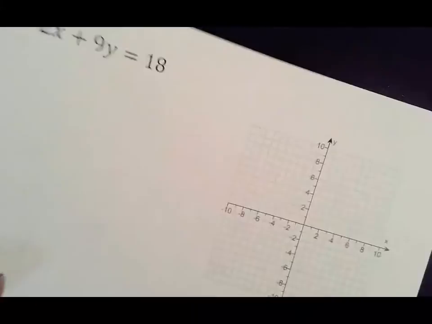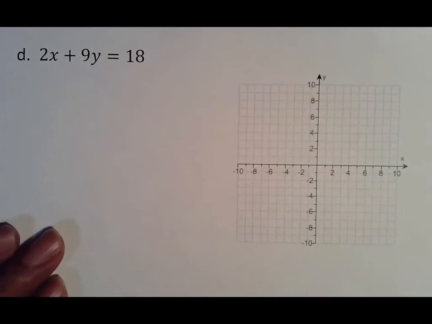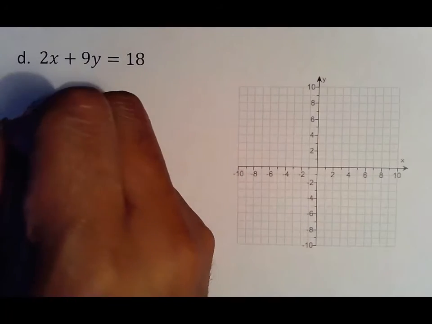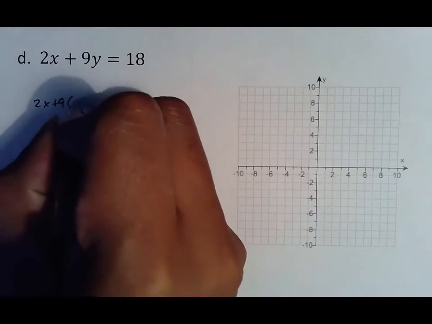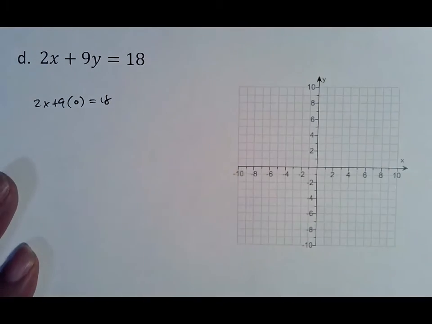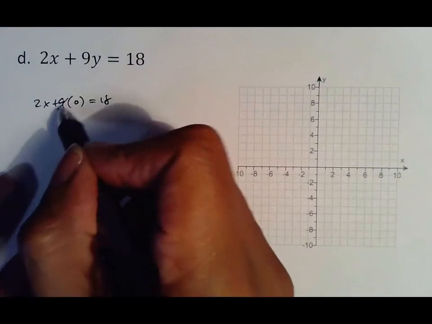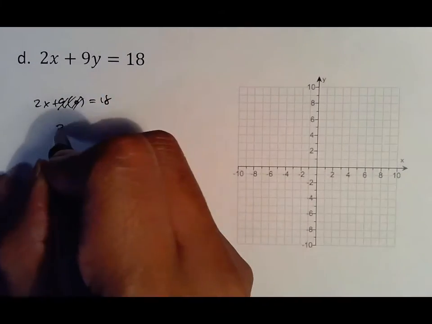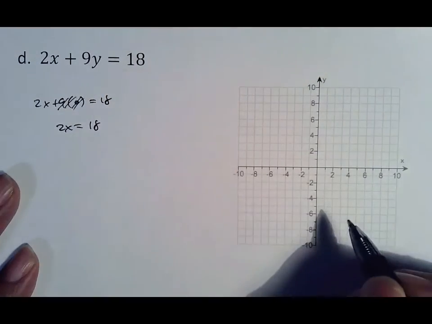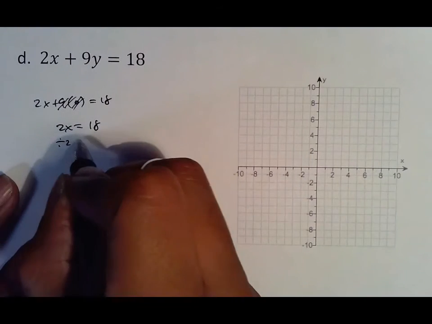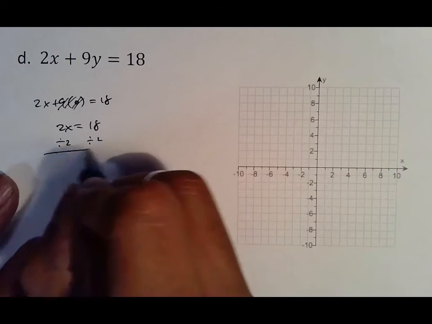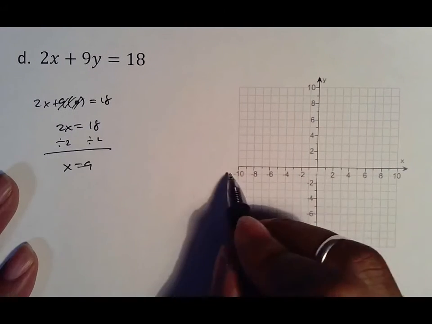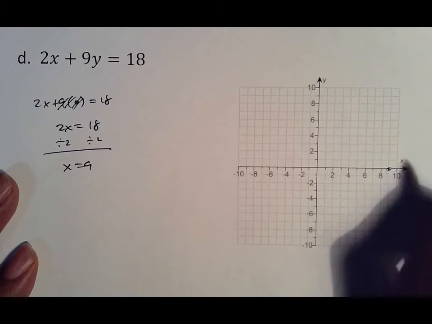And then the last one before I talk about a couple things that you need to know. 2x plus 9y equals 18. Again, 2x plus 9 times 0 equals 18. 9 times 0 obviously equals 0, so take that away, leaving us 2x equals 18. We then divide by 2, giving us x equals 9. 9 on x would be right here.